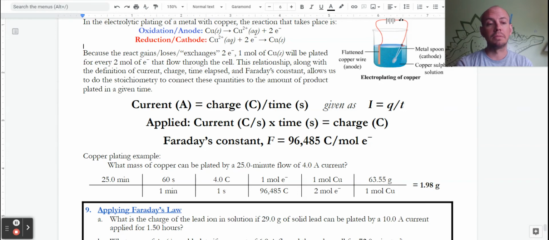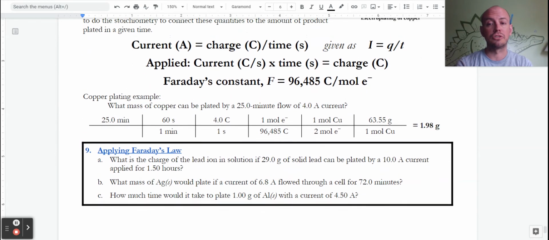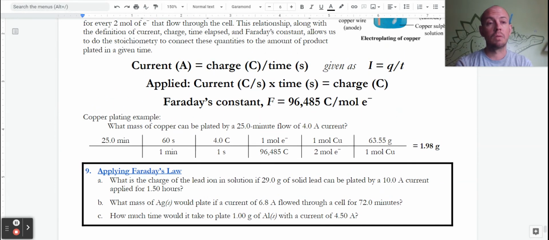So most of these problems are setting up a stoichiometry problem. So right here, we're thinking about how can I make a connection in terms of current to time to mass. So right here, we would think about, well, 25 minutes is a certain number of seconds. It's 25 times 60. During those 60 seconds, by definition, 4 coulombs flow every 1 second. That's what current is. So we've got our current there.